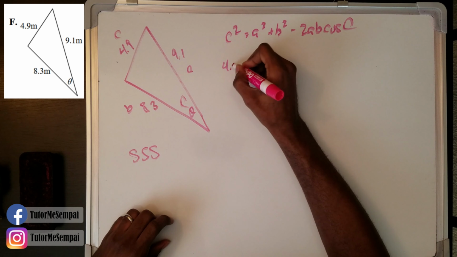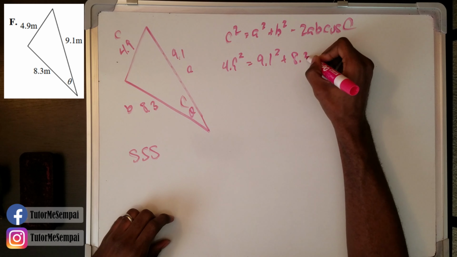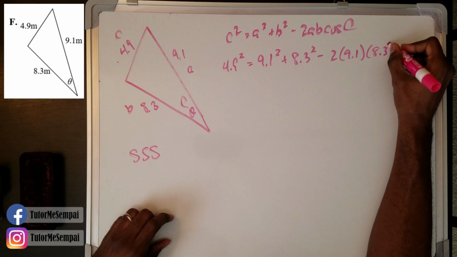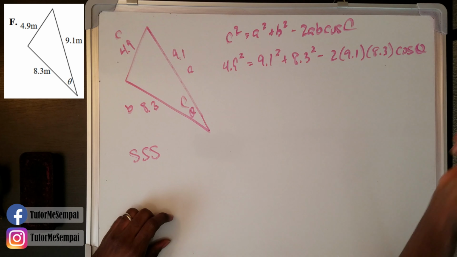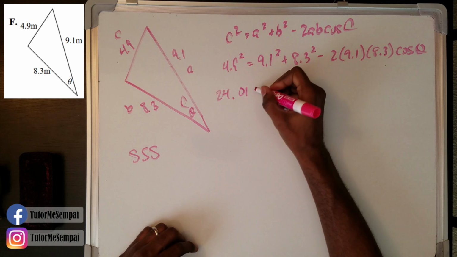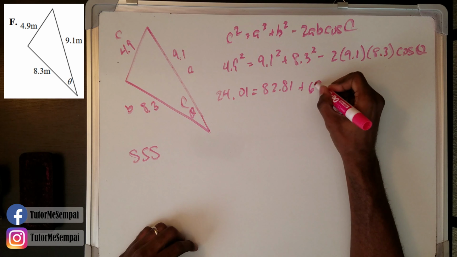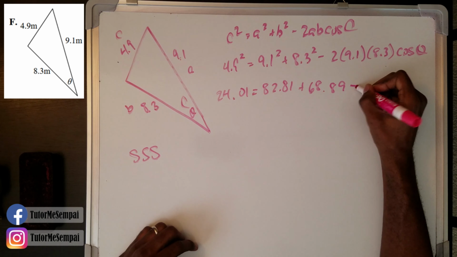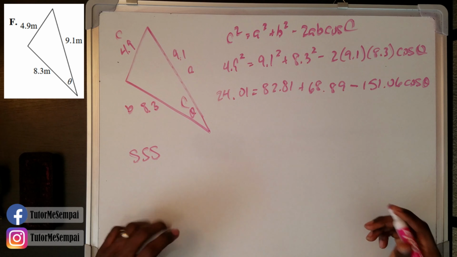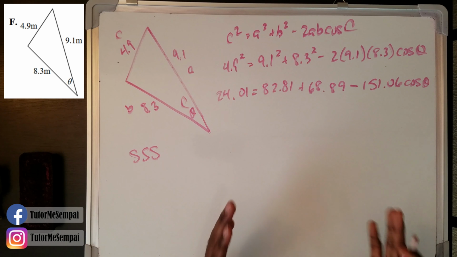So we have 4.9 squared equals 9.1 squared plus 8.3 squared minus 2 times 9.1 times 8.3 cosine of theta. So when we throw all of this into our calculator, we get 24.01 equals 82.81 plus 68.89 minus 151.06 cosine of theta. So now we have to get cosine theta by itself, because ultimately we want to get theta by itself.